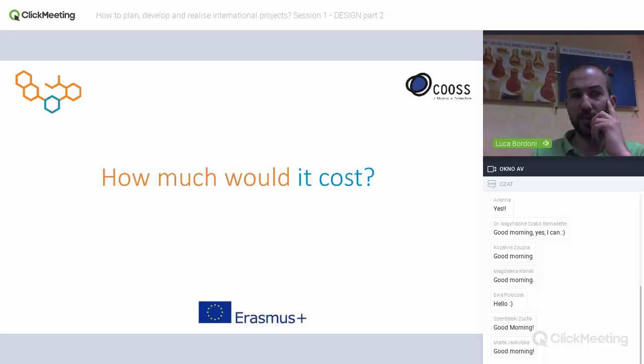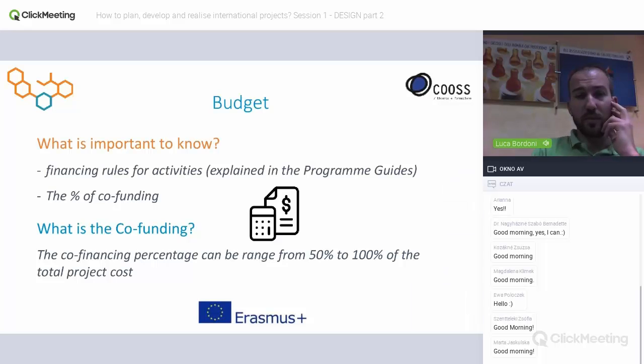How much would it cost? How much does the implementation of each activity cost in terms of personnel cost, travel and subsistence cost, equipment, and so on? What is important to know? Financial activities.